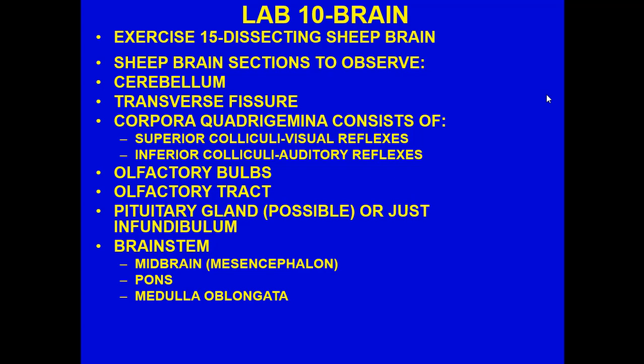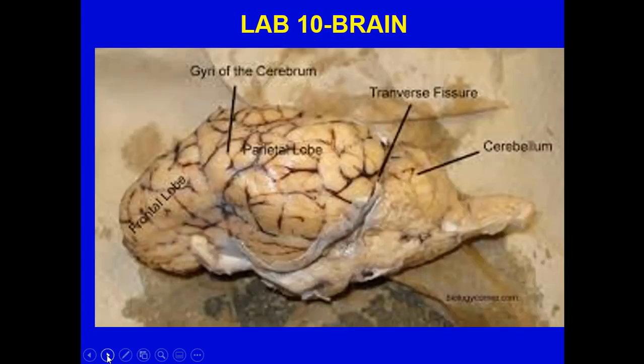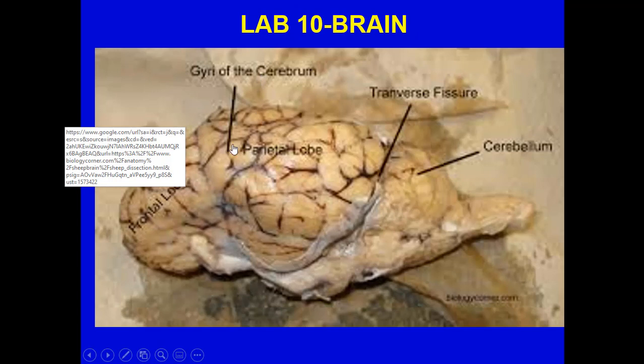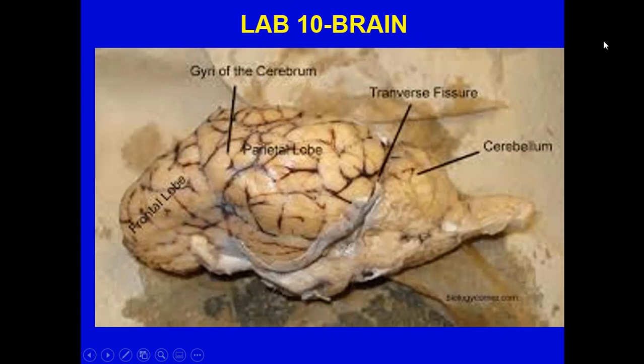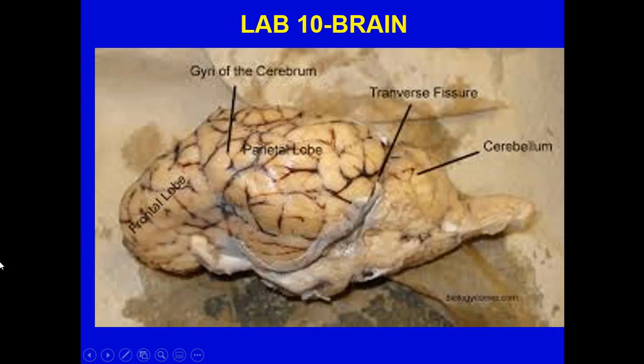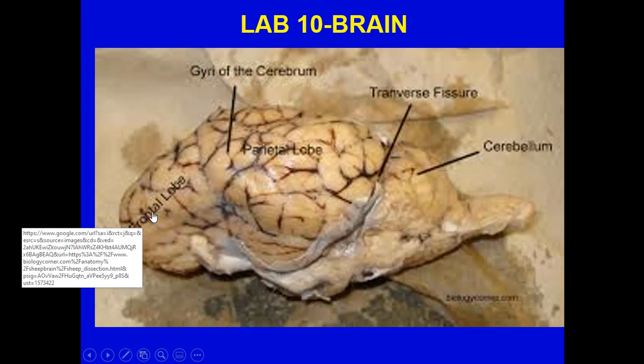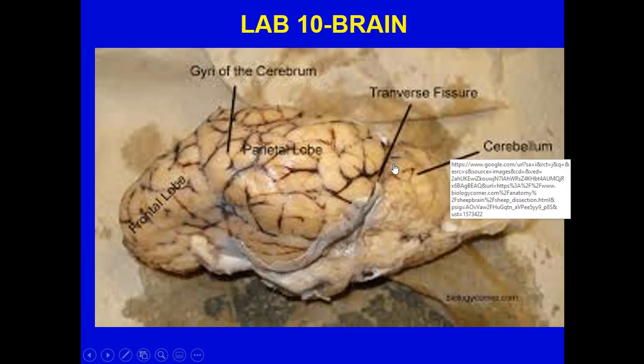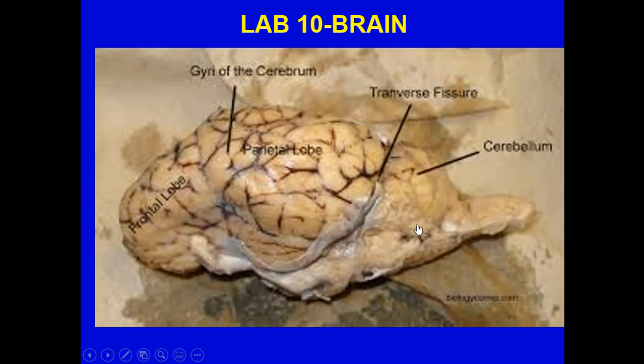Finally, we have the brain stem, which is divided into the midbrain, the mesencephalon, the pons, and the medulla oblongata. Here are the gyri, the rising areas, and here are, of course, the sulci. Here's the parietal lobe. Here's the frontal lobe. Here's a transverse fissure, and then, of course, here's the cerebellum.